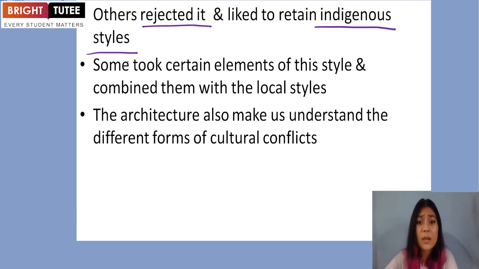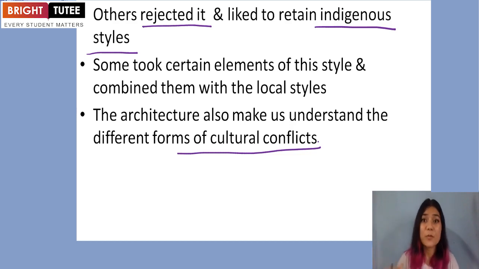By this, we also understand the different forms of cultural conflicts. By looking at the buildings and who has built them, we see the conflict between the ones who built them and the ones who lie outside of them, where they are built. So the conflict between the ones who built it, for whom it is built, and why it is built can also be understood by looking at the styles adopted for constructing a building.